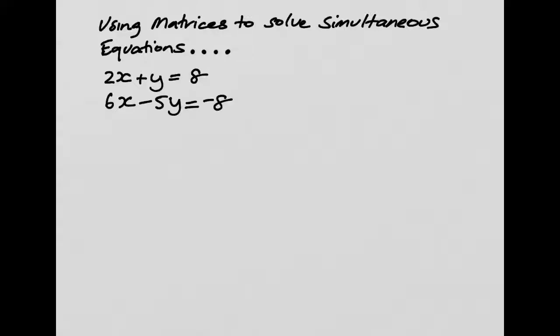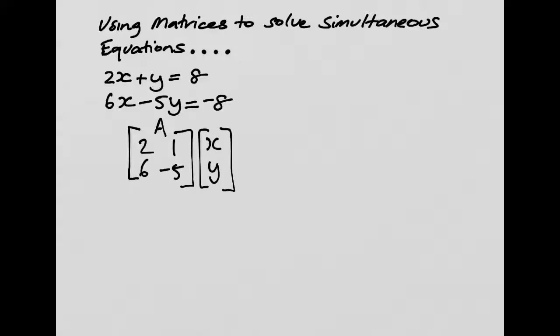What we can also do is write it in a matrices format. And I'm just going to go ahead and write that while you're watching. So let's call that matrix A, and that's 2, 1, 6, negative 5. X and Y equals, let's call that matrix X, and B is 8, negative 8.